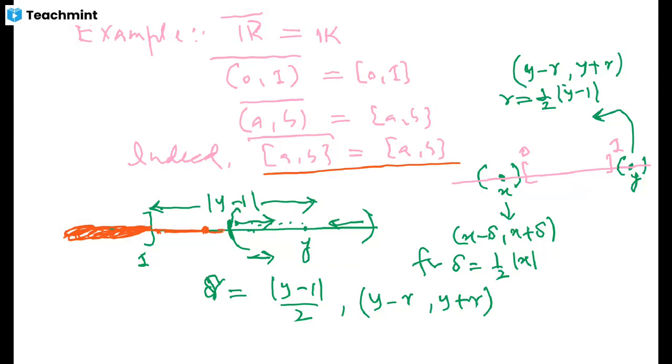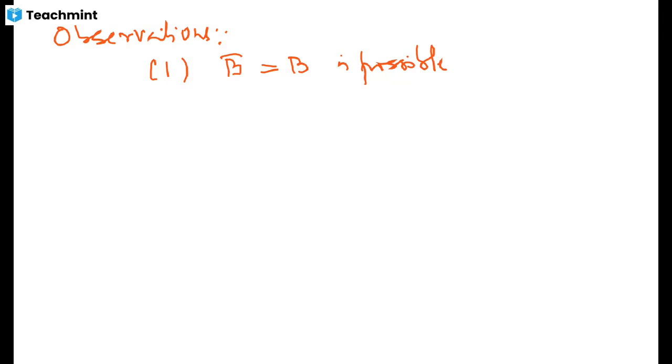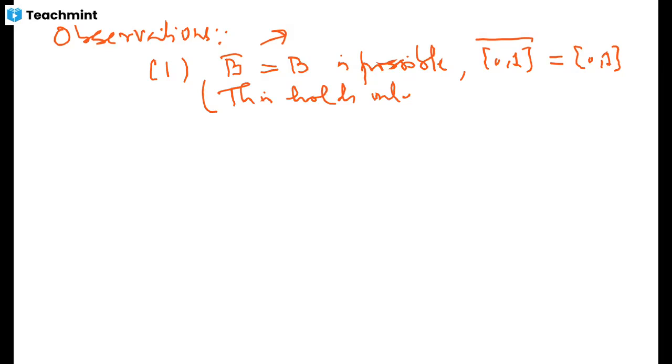Some of the observations that we need to keep in mind: the first thing we observe is that closure of a set equal to the set itself is possible, as was seen in the case of the closed interval, whose closure was the set itself. Such sets are precisely the closed sets. Closure of a set equals the set itself only in the case of closed sets. I'm not going to prove it. You don't require it, but you can keep it as a record for yourself.